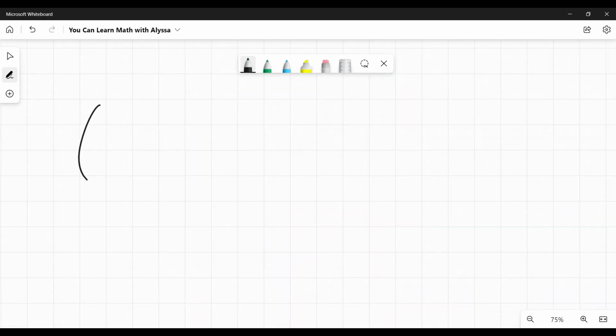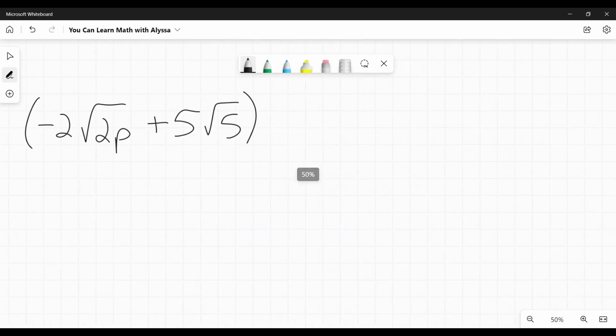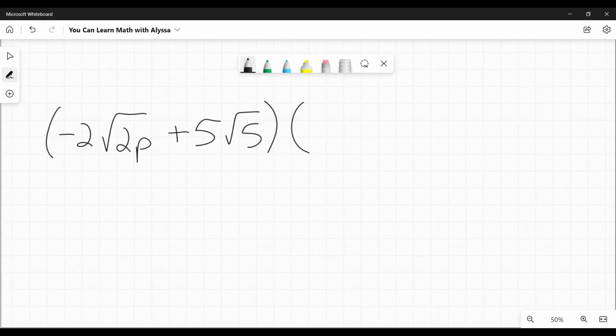So the last one, which you're likely to see when you're being asked to multiply radicals, is where they take a set of binomials and they want you to multiply those together. So in this case, it's going to be negative 2 times the square root of 2p plus 5 times the square root of 5. And as always, I'm writing too big, and I'm going to have to zoom out to accommodate my massive handwriting on the screen because I can't write small to save my life, times the square root of 5p plus the square root of 5p.